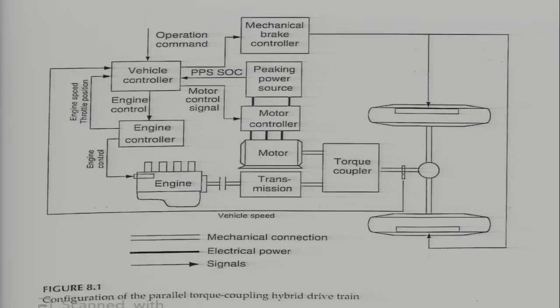The second input for the vehicle controller is the vehicle speed. From here the feedback signal is taken and given to the vehicle controller. The third input is given from the engine controller, the engine throttle valve position. How much petrol or fuel is to be injected into the engine will be decided by the engine controller, and this throttle valve position is another input for the vehicle controller. The next input is PPS SOC, that means the state of charge of the peaking power source. This is another input given to the vehicle controller.